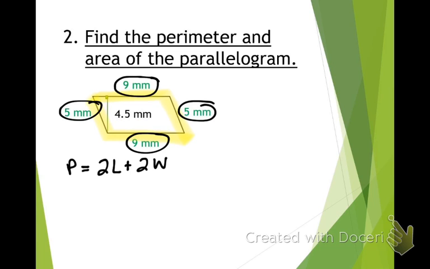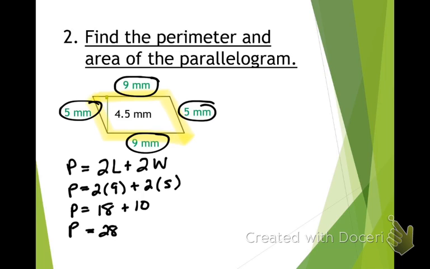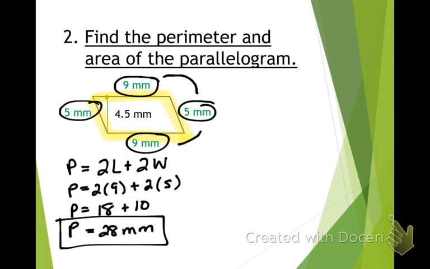So our length is going to be the 9, and our width is going to be what? 5. What's 2 times 9? 18. 2 times 5? 10. When you add them together, what do you get? 28 millimeters. Should I square it? No. Why not? Because you're looking for perimeter, not area. You're finding the perimeter, not the area, okay? So, once again, if you were to add 9 plus 5 plus 9 plus 5, you would get 28, okay?